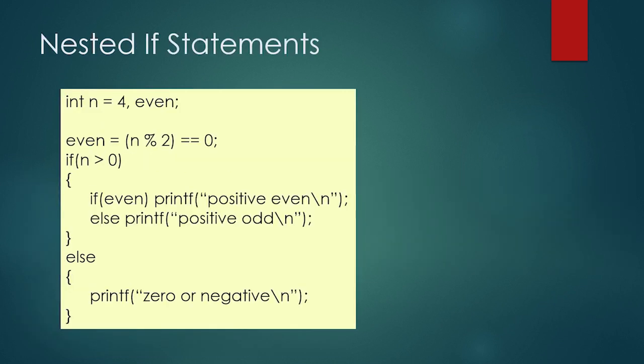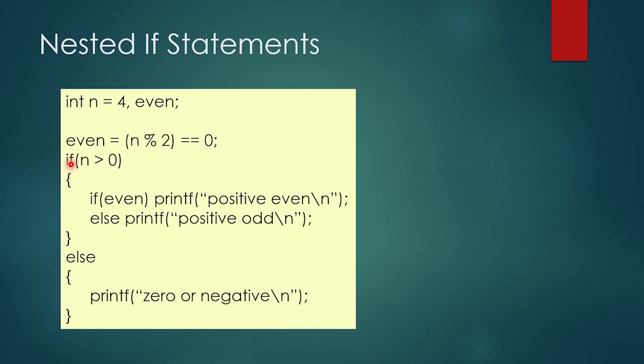Now we can place one if statement inside another, and this is called a nested if. So let's take a look. We've got a variable called n, which we set to be 4, and we've got another variable called even, and they're all ints. And we set even equal to if n mod 2 equals 0, which means the remainder upon division by 2 is 0, which means it's even. So even becomes 1, otherwise it becomes odd.